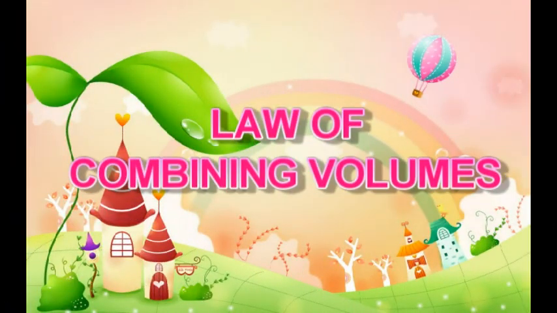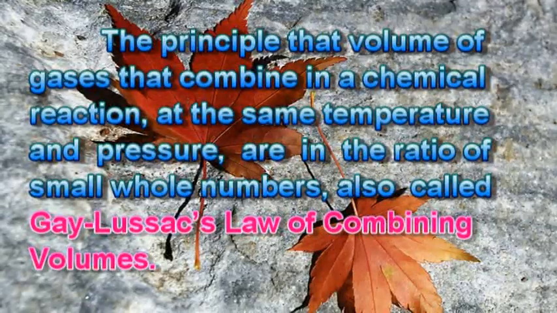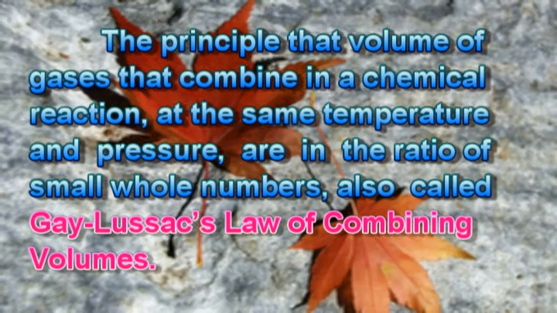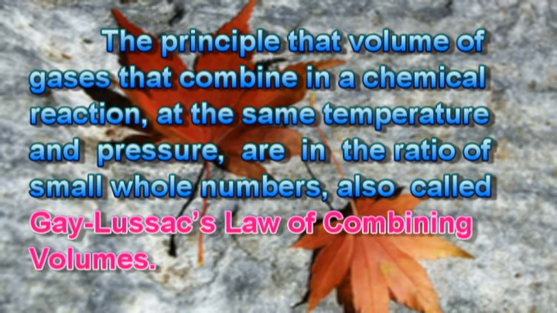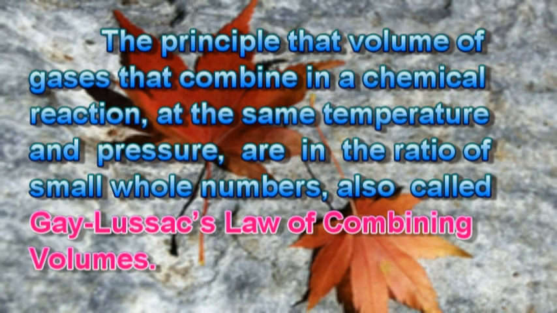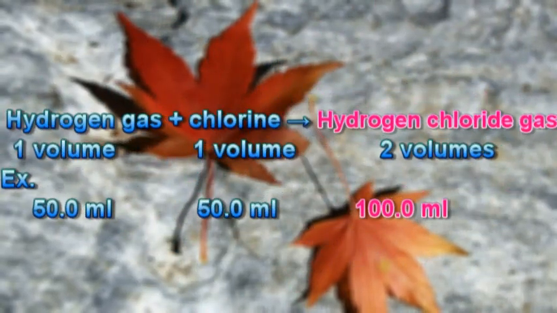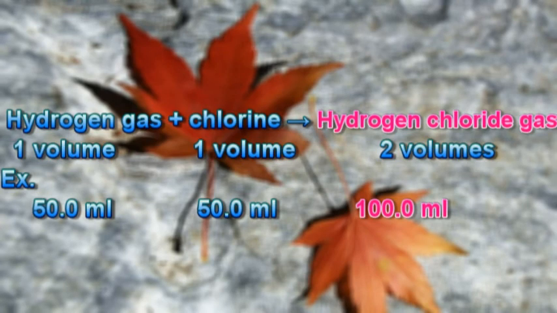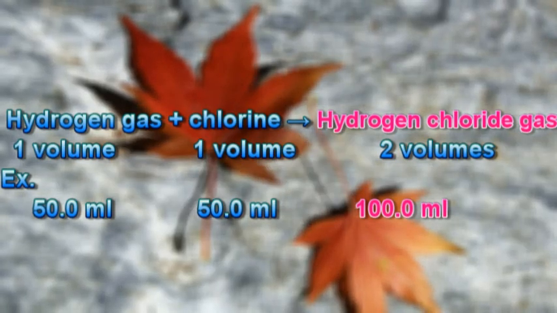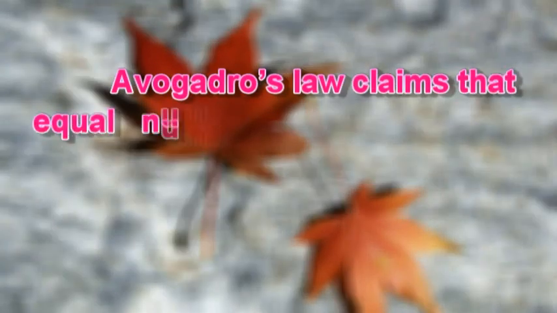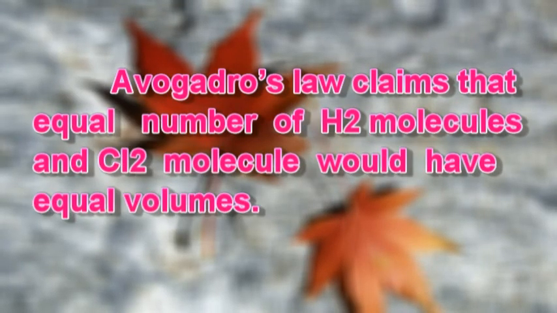The law of combining volumes. Combining volumes is the principle that volumes of gases that combine in a chemical reaction at the same temperature and pressure are in the ratio of small whole numbers. In one of his experiments, Gay-Lussac studied the reaction of hydrogen and chlorine and found out that one volume of hydrogen gas combined with one volume of chlorine gas gives 2 volumes of hydrogen chloride gas. Avogadro's law claims that equal numbers of hydrogen molecules and chlorine molecules would have equal volumes.